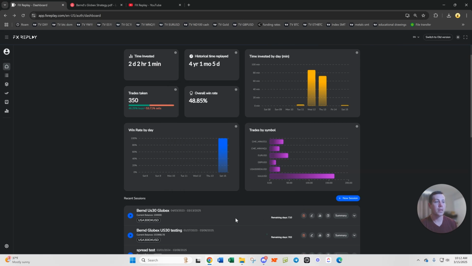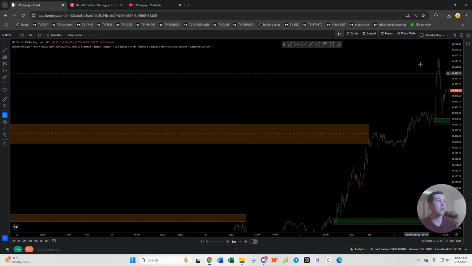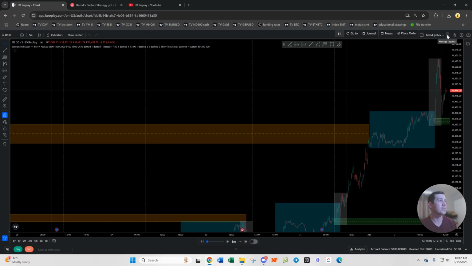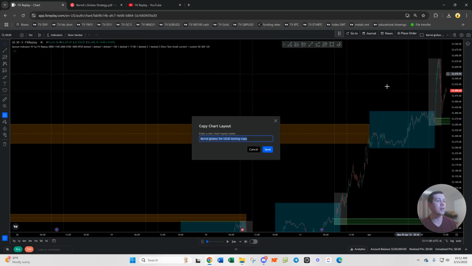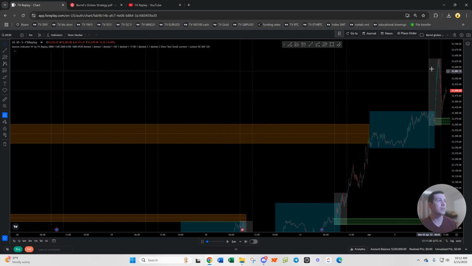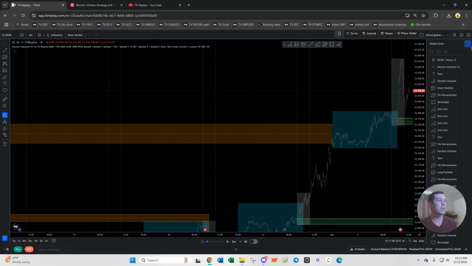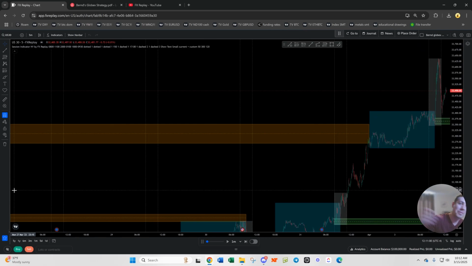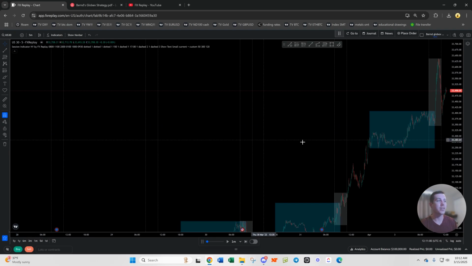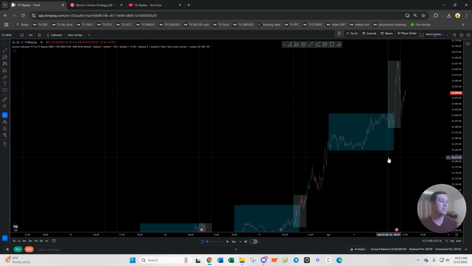So we've got our session created. It'll probably load the session that I was testing a little bit before. So I'm going to make a copy of this layout. Anytime you have a new session, I recommend creating a new copy of whatever layout you have so that you can clear all the drawings and make sure they're saved for your specific layout. So Bernd Globex 5-minute US30 stream. Got that saved. I'm going to clear all my drawings. Sorry, my camera's in the way. Use this delete, so I'll remove all the previous drawings that I have. So I have kind of a fresh chart at this point.